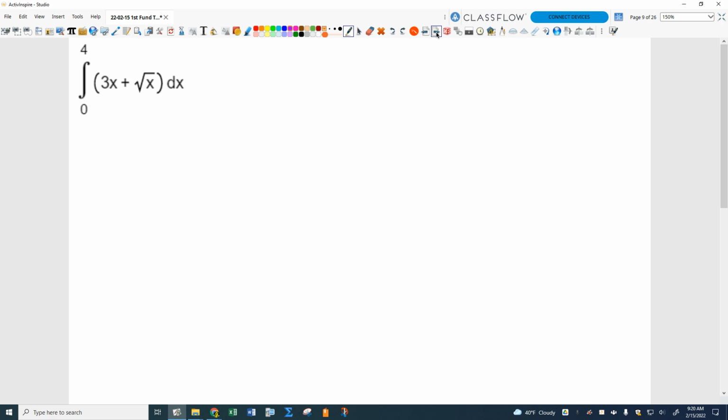Okay, I just want to make a point on this one. So let's just practice one of these really quick. So there's no trick to this. We just have to crank through this definite integral.